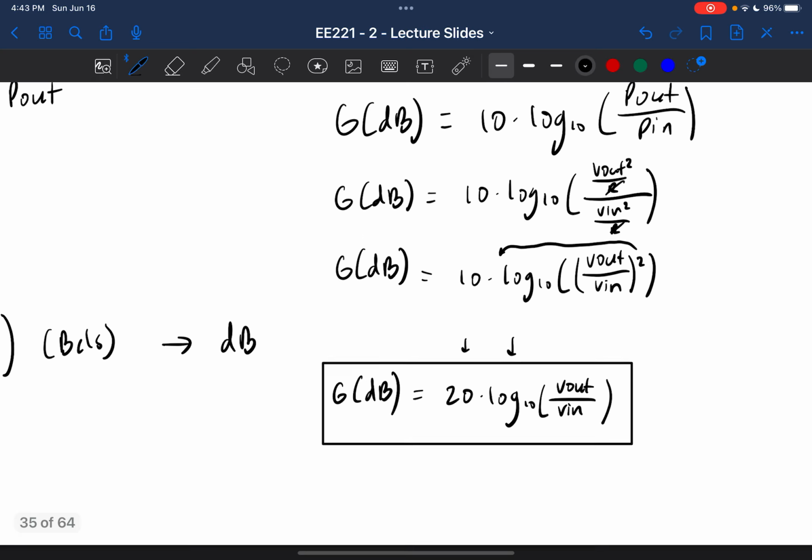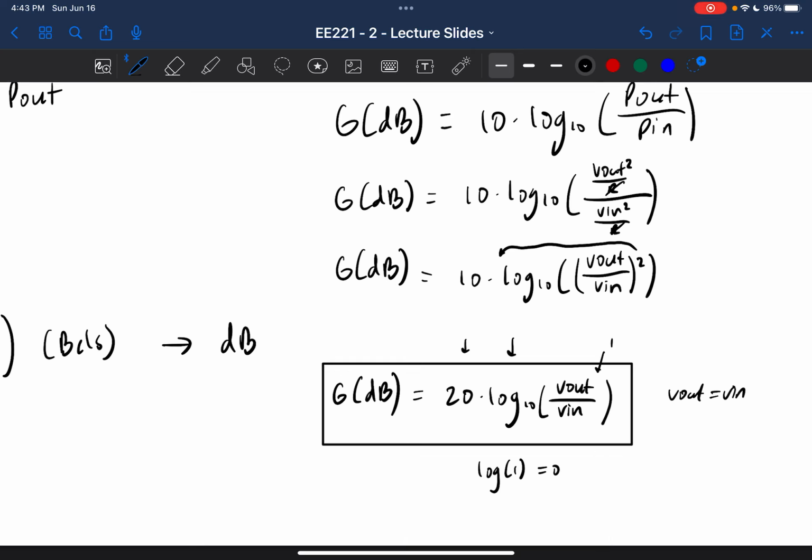So take note here. If V out is equal to V in, I would have a value of 1 here, right? A value of 1, which means that they are the same. My output and my input voltage are the same. We know from log rules that the log of 1 is always equal to 0, right? So for V out equals V in, my gain in dBs should be equal to 0 dBs.